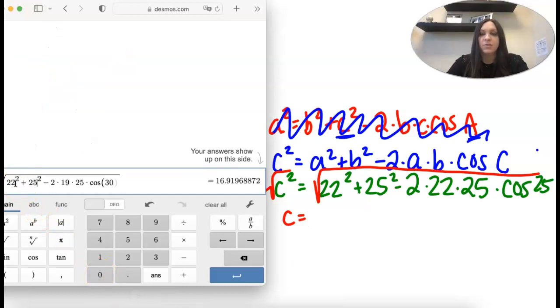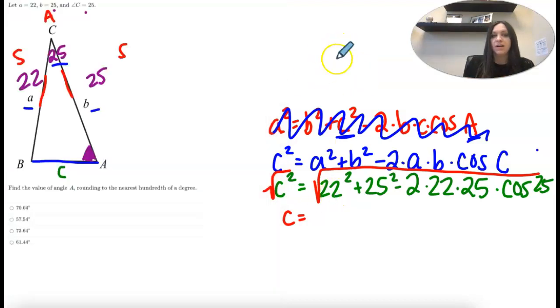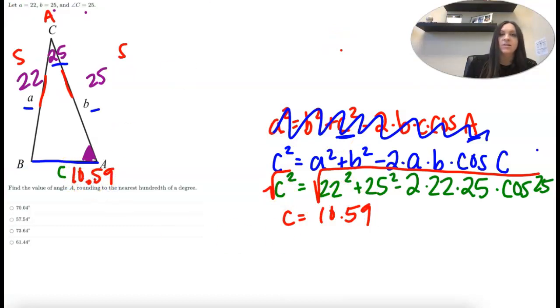I like to just go through and change the numbers. Once I already have it typed in, I just arrow over. So this was from our last problem. So C is 10.59 rounded.